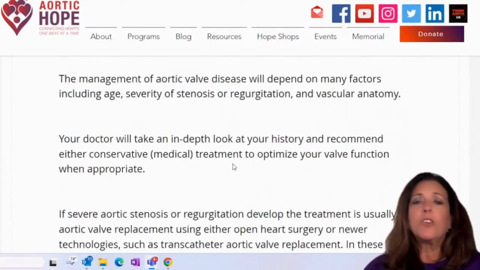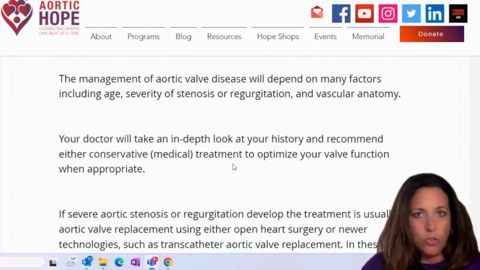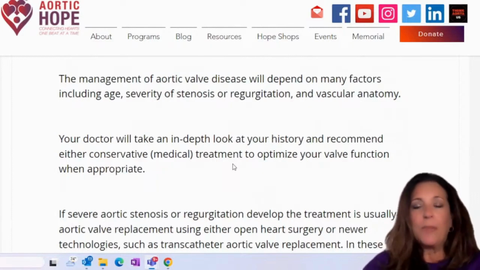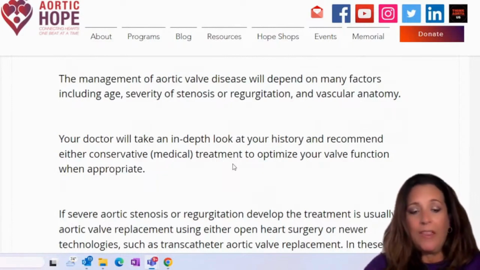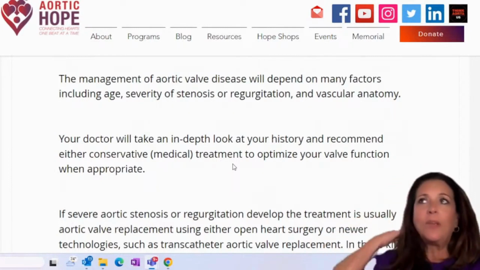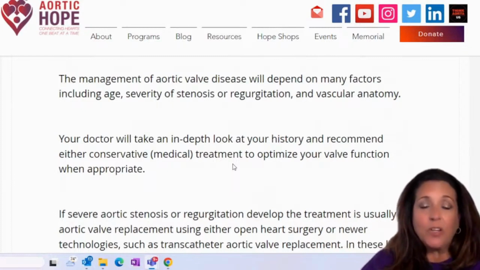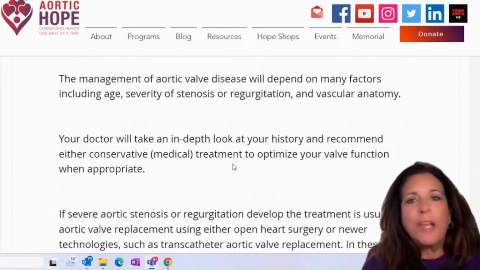anatomy. Your doctor is actually going to take an in-depth look at your history and recommend either conservative treatment, which would just be medical treatment, medication, stuff like that, which might help optimize your valve function. And that would be an appropriate type of treatment. Again, if you're having blood pressure issues, they obviously are going to want to bring down that blood pressure and your heart rate to help delay any significant treatment plans with that valve.